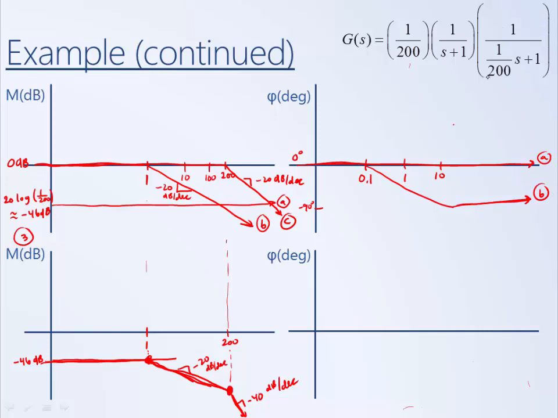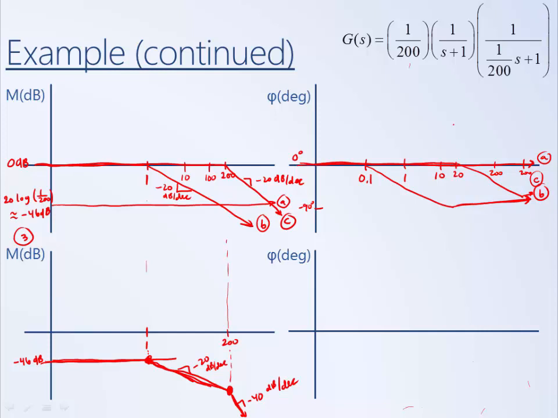We do the same thing with this simple pole, where the break is at 200. And so 1 decade before that is 20, and 1 decade after 200 is 2000. So we start off at 0 degrees, at 20 we start to break down, and we finish at 2000. That's component C.